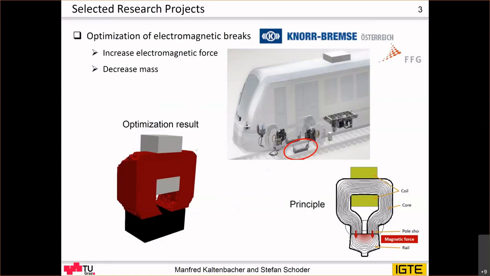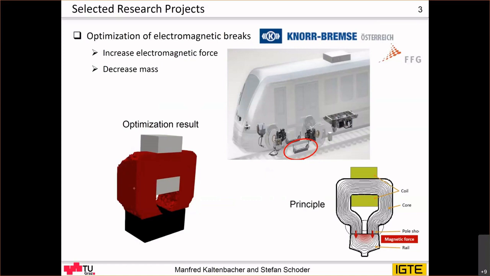And you can see here one of the optimized structures where we could improve the force by over 10% and reduce the mass by even 20%. And that was automatically done by a special optimization algorithm we have developed.